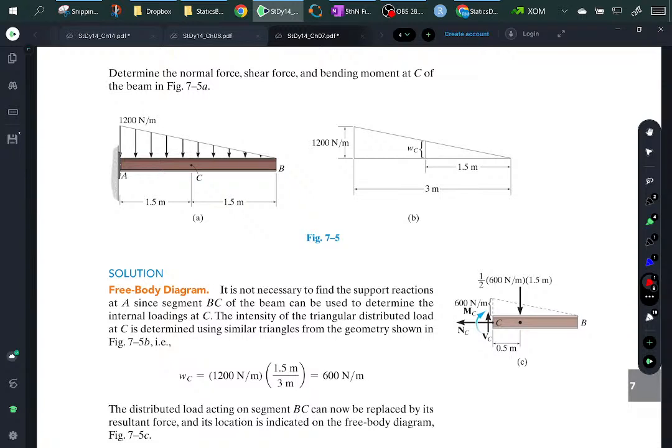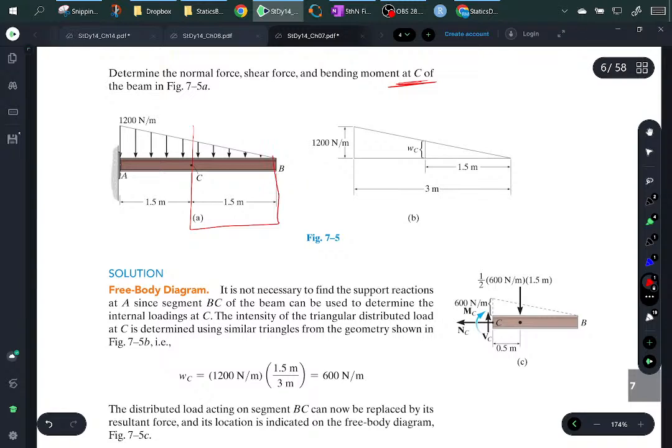So here's another example. You have a cantilevered beam sitting here. When you label something, that's kind of giving you an indication that that's where he's going to want you to split it. Determine the normal and shear force and the bending moment at C. Now, again, you can take this end of the beam and work with it, or you can take that end of the beam.